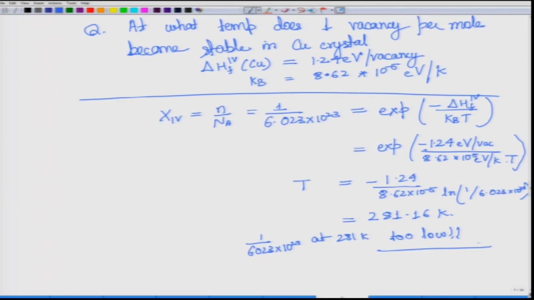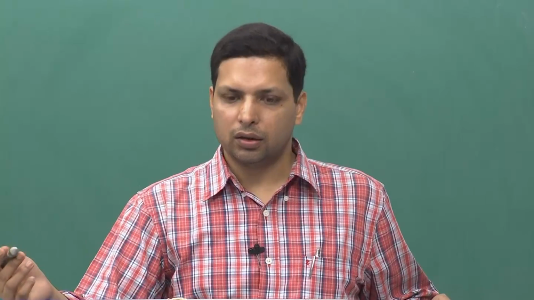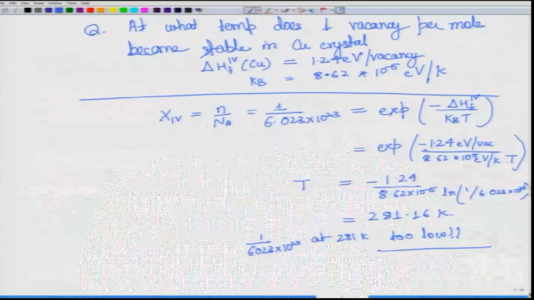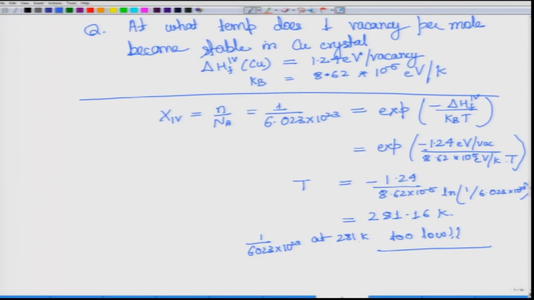Now, what could be the possible reasons for it? There may be several reasons. To begin with, the delta HF value that is given here may be a little on the higher side. It is possible that what you observe is not really the equilibrium concentration, because we are talking about a very low temperature where mobility becomes very small. So, what you observe is not equal to what we have been given here, and there are several possible reasons for it.